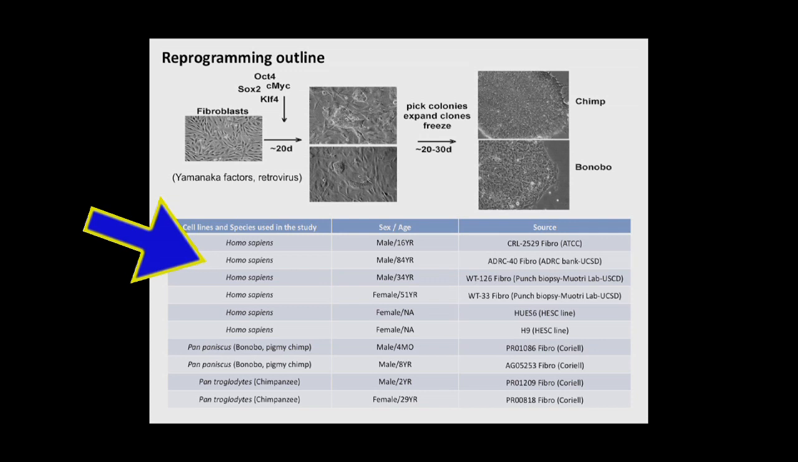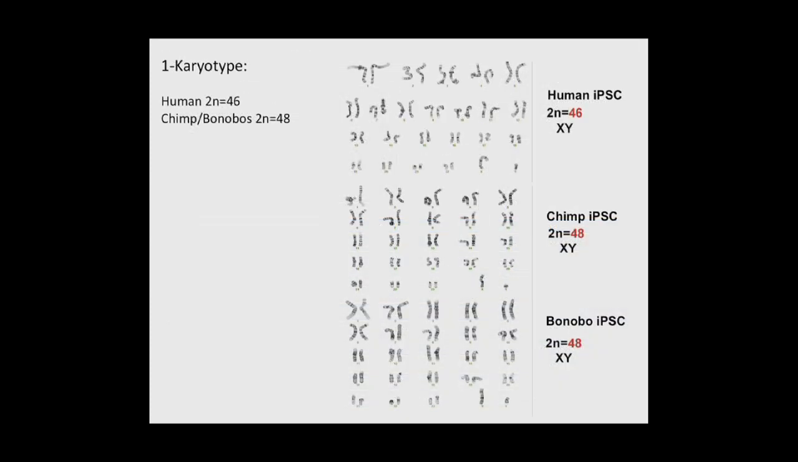I'll be reporting on six human fibroblasts. And these are human embryonic stem cells derived independently also of humans. And we have two bonobos and two chimps that I'll be talking about today. So they do contain the appropriate chromosomal structure. So the chimps and the bonobos have 48, and the humans have 46.